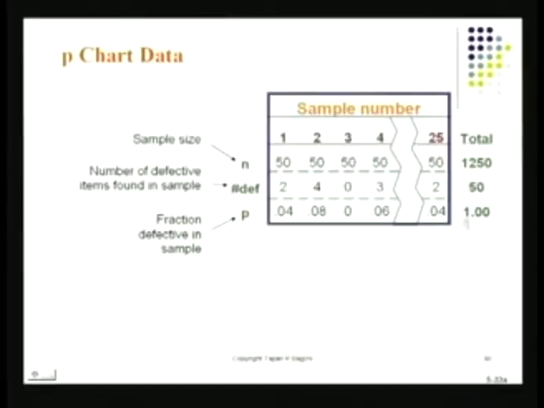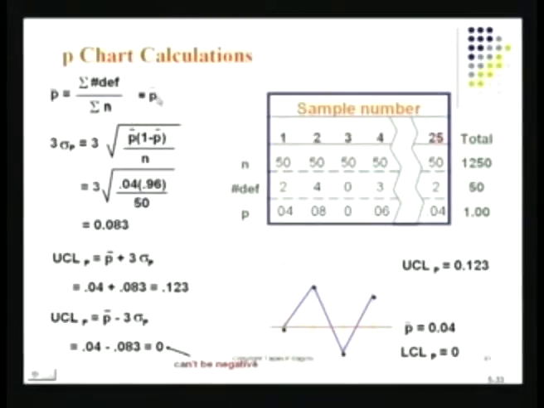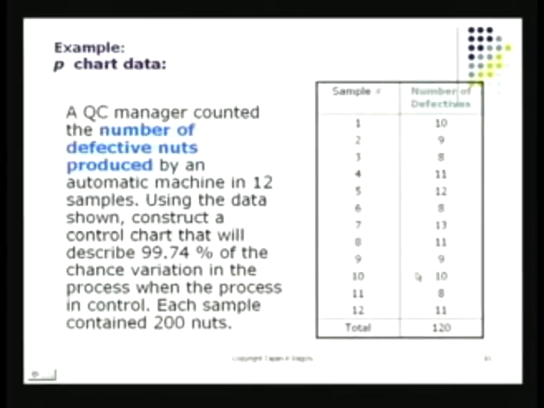I find from this the overall P bar, like we had the X double bar, and this P bar is utilized in calculating the control limits. Look here, the P bar turns out to be this, and I use my control limit calculation. I find my 3 sigma P, and my upper control limit is 0.123, and the lower control limit turns out to be negative, so I made it 0. Then I've got my little control chart there. Everything is in control because the upper control limit is way out there somewhere.